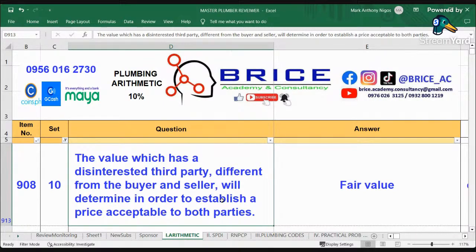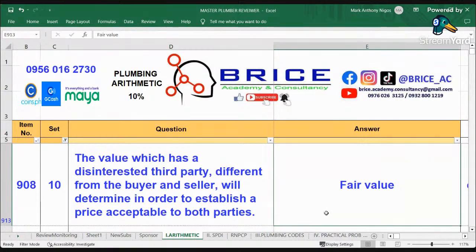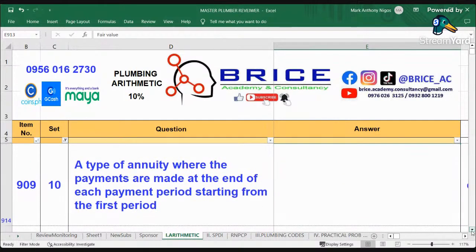The value which a disinterested third party different from the buyer and seller will determine in order to establish a price acceptable to both parties. The answer is fair value.